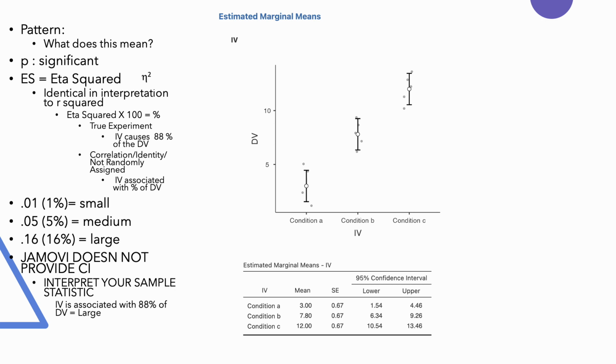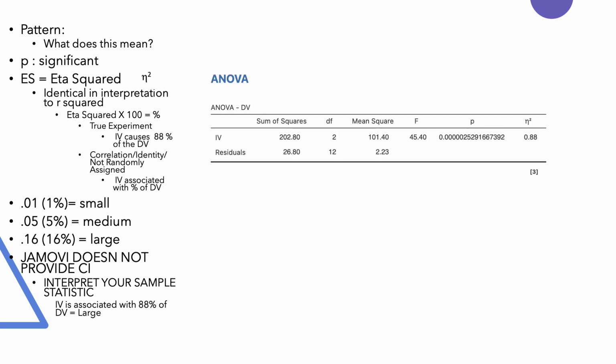In terms of my p-value, which is next, I look at this part of the output, and I specifically look at the p-value. Is that less than 0.05? This is significant. Now, that means there's some difference among the 3 means, but it doesn't pinpoint where those differences are.